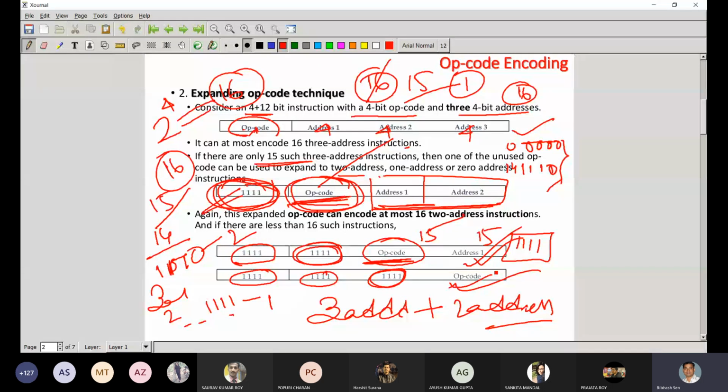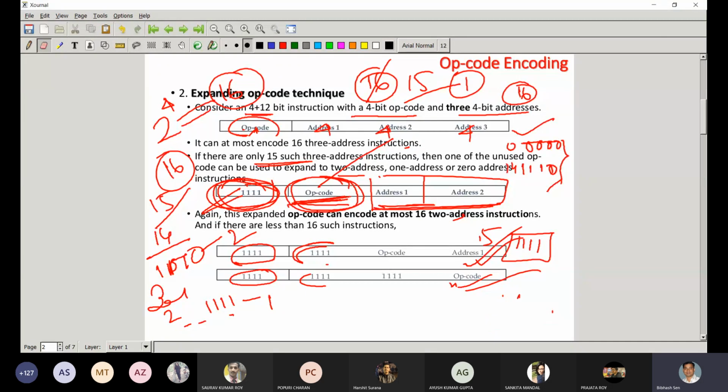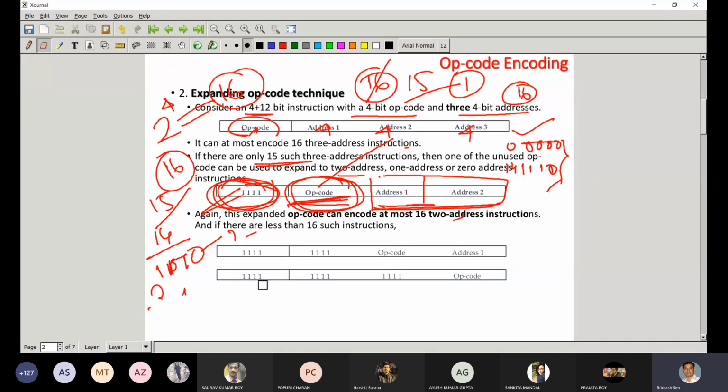So what will be the possible number of instructions for 0 address in these cases? What will be the total maximum address possible if I have this addressing format? Number of total 0 address, 2 address, 3 address. Can you tell me the total address space required for this instruction format? So 15, 15, 2 to the power 4, 2 to the power 4, 2 to the power 4. Am I correct or wrong?